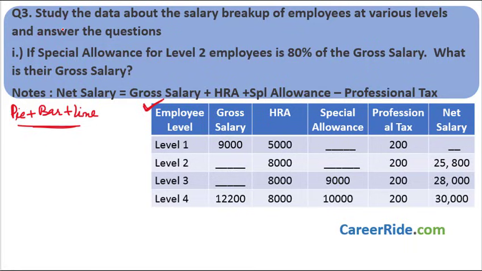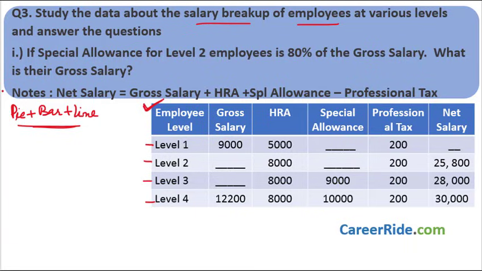The question here says, study the data about the salary breakup of employees at various levels and answer the questions. So this table is actually a breakup of the salaries of employees at various levels. Level 1, level 2, level 3, level 4. These are the employees at various levels, and their salary has various components: gross salary, HRA, special allowance, professional tax, and then everything works out to net salary.